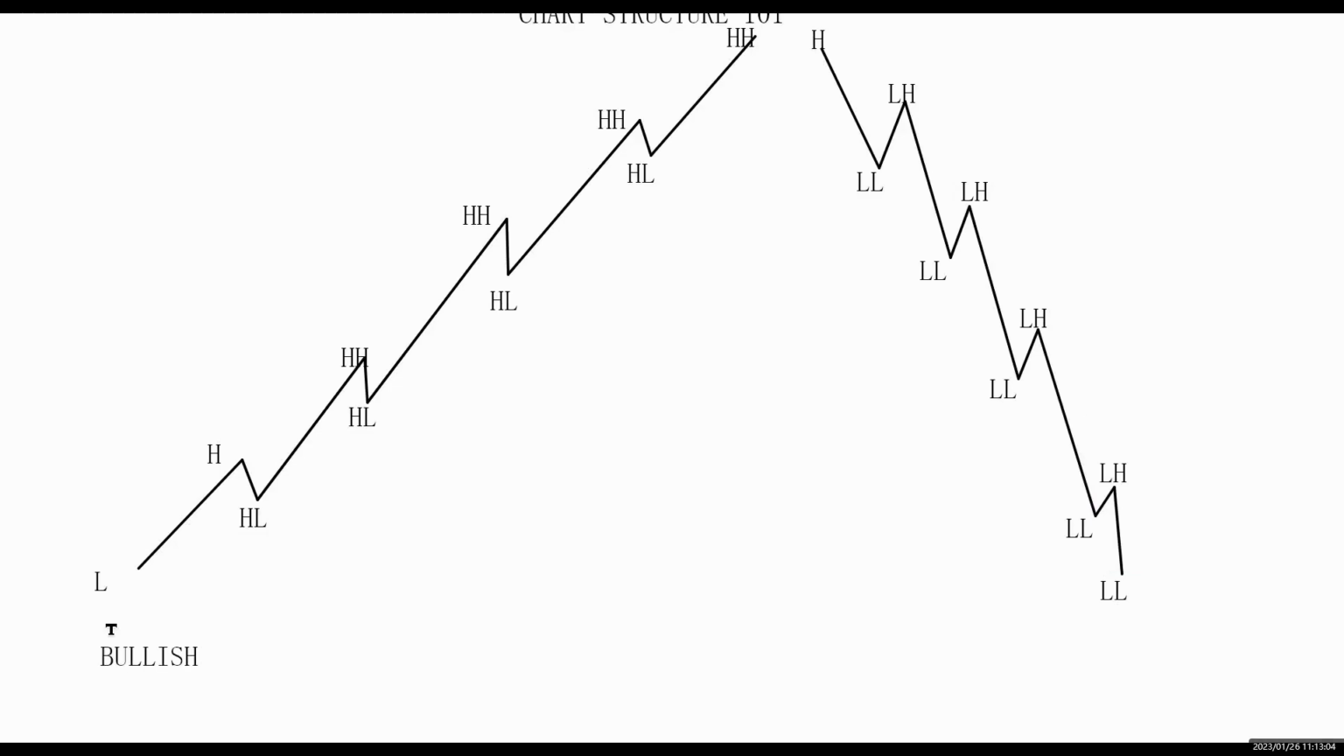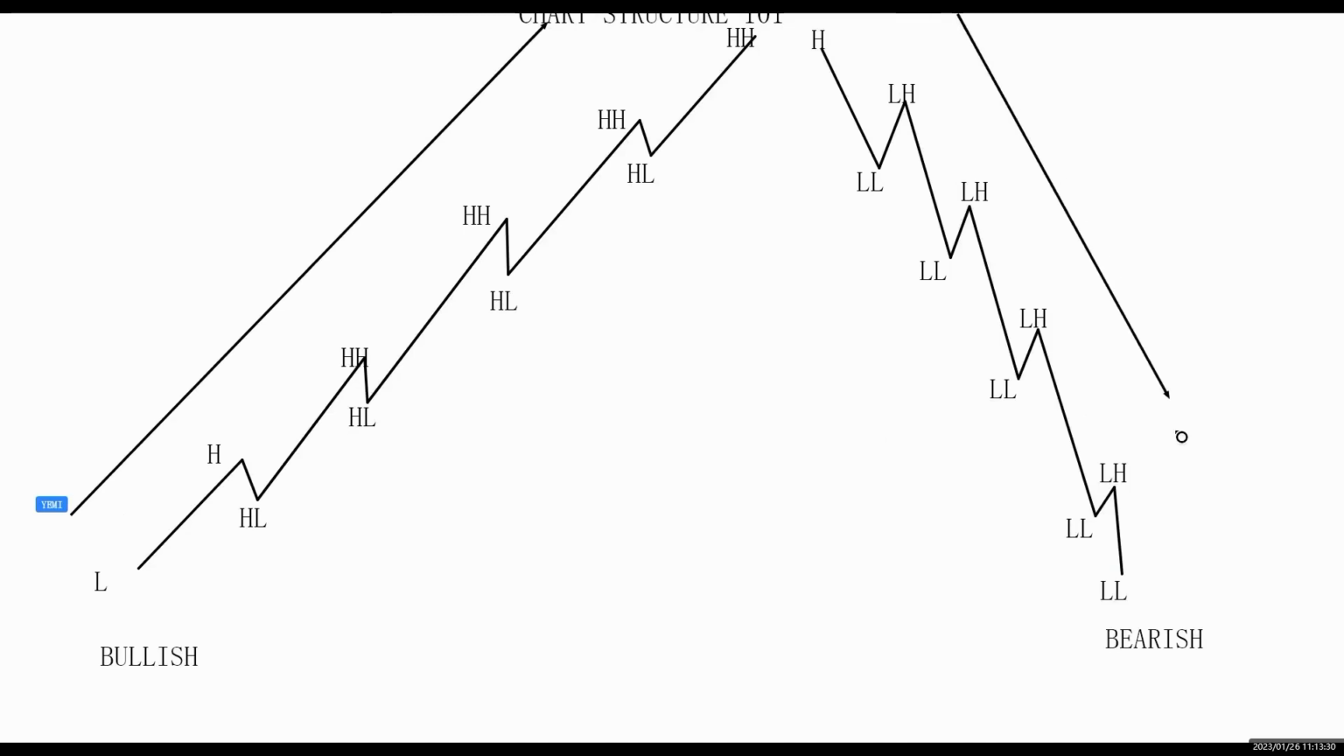So this is the bullish, and this is the bearish. Now that we understand what these are, essentially we can say a chart structure is the backbone of the market. And we have a bullish chart structure and a bearish chart structure. The bullish chart structure always indicates the uptrend, while the bearish chart structure always indicates the downtrend. The bullish chart structure is made up of higher highs and higher lows sequentially, while the bearish chart structure is made up of lower lows and lower highs sequentially.